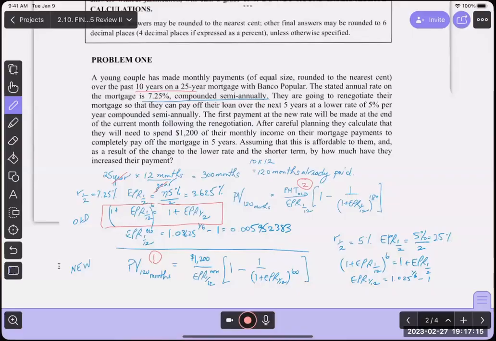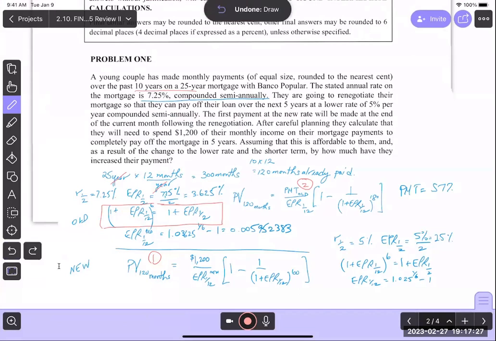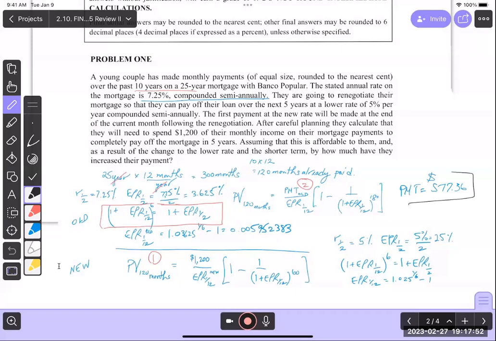All right, so 577.36. So now that's a payment. You round that. That's the final answer. So payment is equal to 577.36. And the question asked by how much have they increased their payment? So their payment originally was this number, 577.36, and now it's 1,200. So you just calculate the difference.